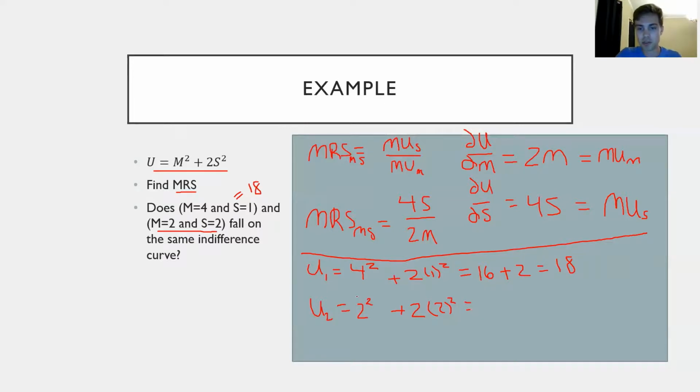We have a lot of 2's here. 2 squared is 4, so 4 plus 2 times 2 squared. 2 squared is 4 times 2, which is 8. So 4 plus 8 is 12.